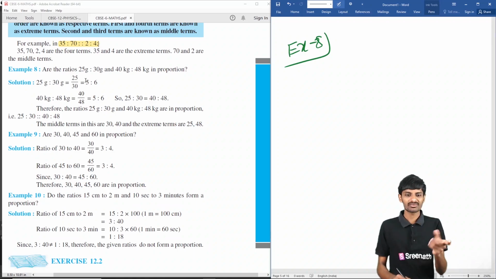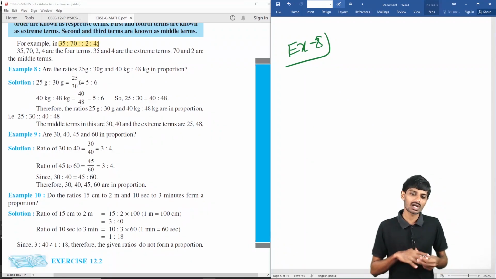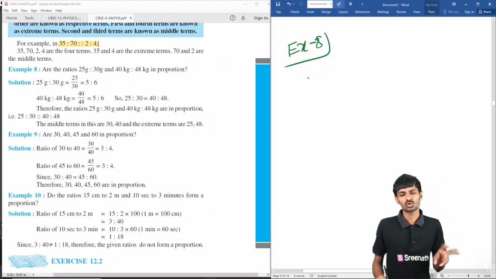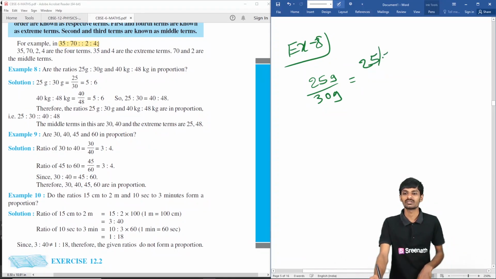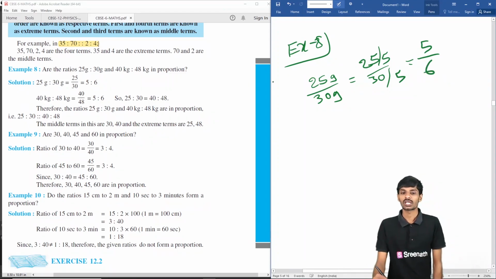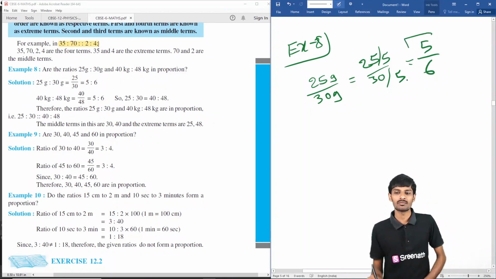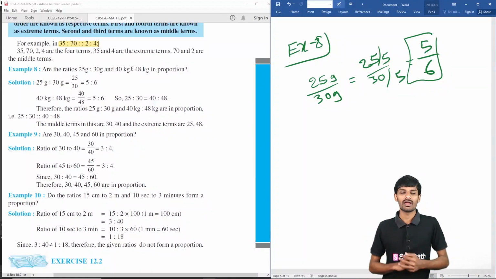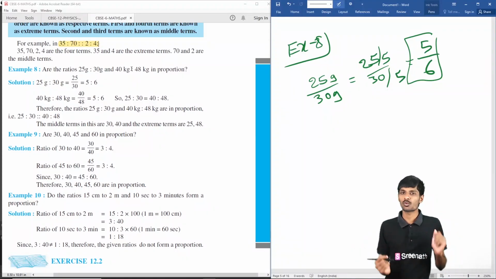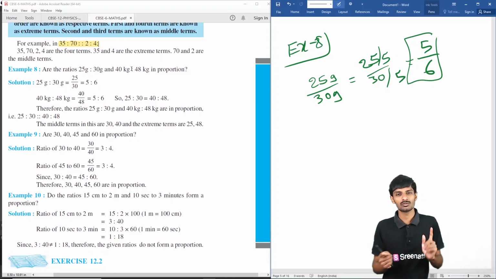Are the ratios 25 grams to 30 grams and 40 kilograms to 48 kilograms in proportion? We have to look for them. Both ratios, are they proportional or not? So the ratio is 25 grams by 30 grams. Both are in grams, and in the 5 table they can be cancelled out. That is 25 by 5 and 30 by 5. If you do so, you will get 5 by 6. So the ratio of 25 grams to 30 grams is 5 by 6. If the ratio of 40 kilograms to 48 kilograms is also 5 by 6, then both ratios are in proportion. So now we will check whether they are in proportion or not.